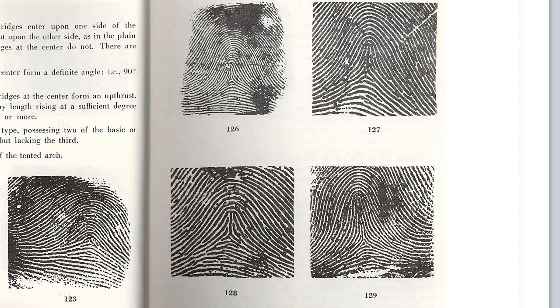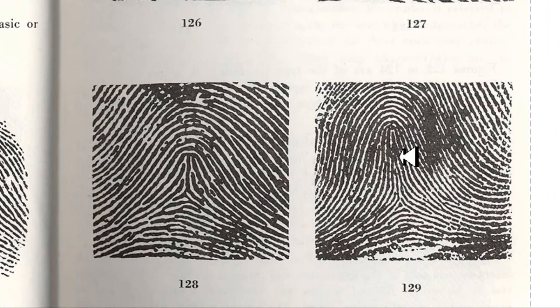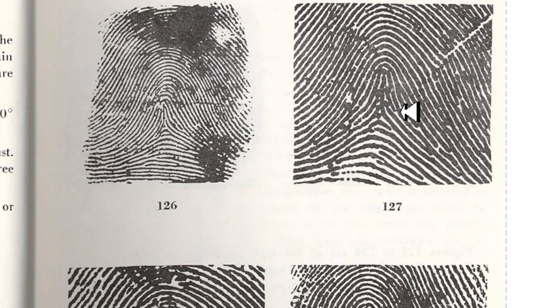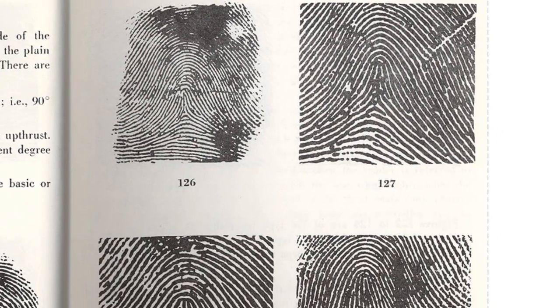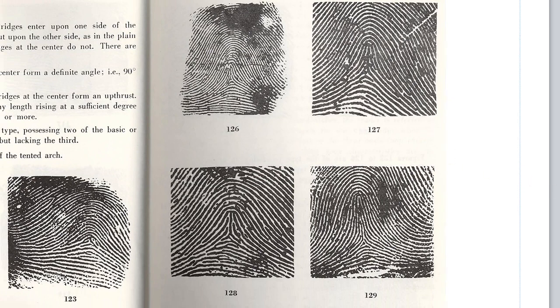The FBI definition also gets into the description of an upthrust, and an upthrust is an ending ridge which rises at a sufficient degree from the horizontal plane, 45 degrees or more. And this would be an example of an upthrust, this point. Also, these are upthrusting ridges here, where they are coming straight up in the air. Another example would be this one in the very center.